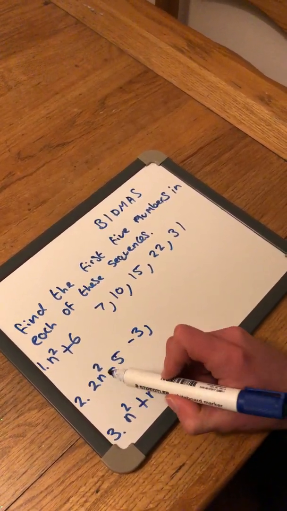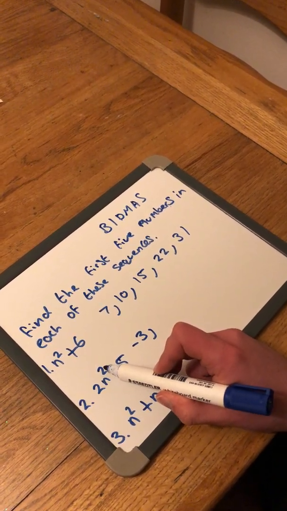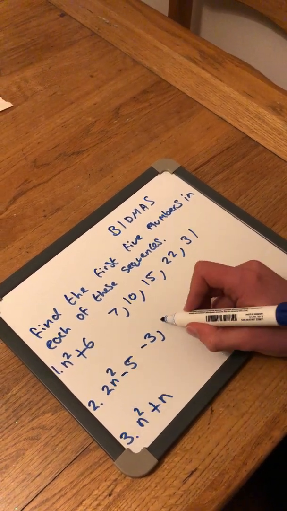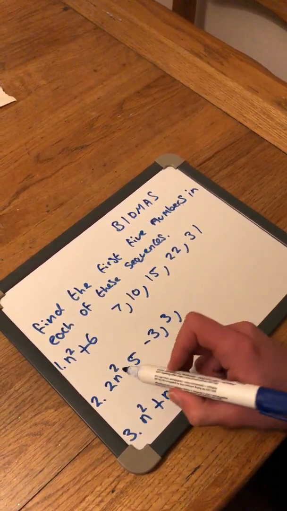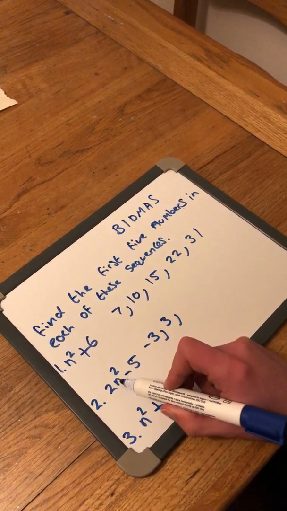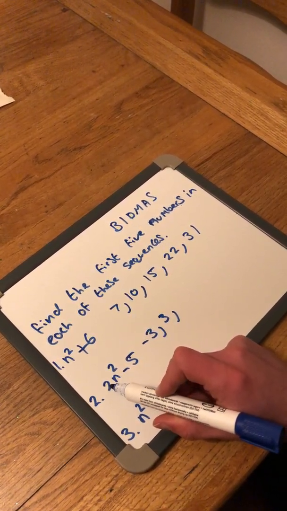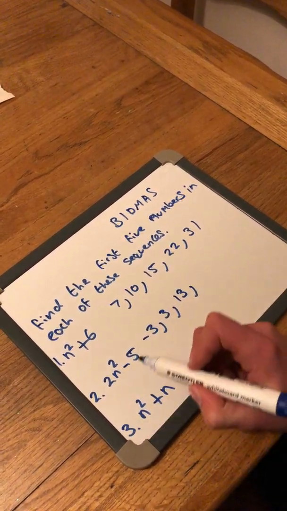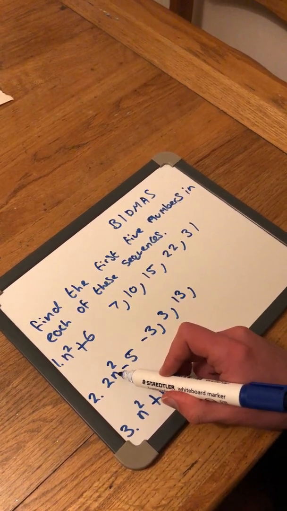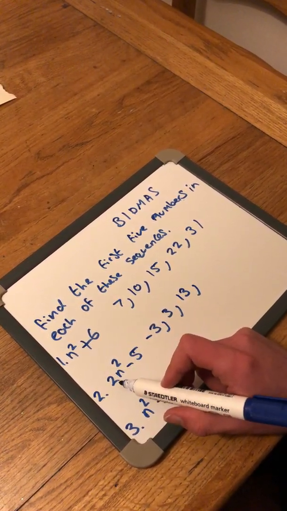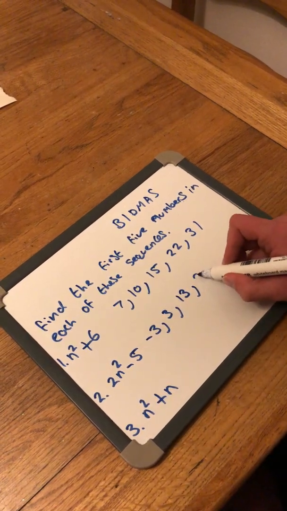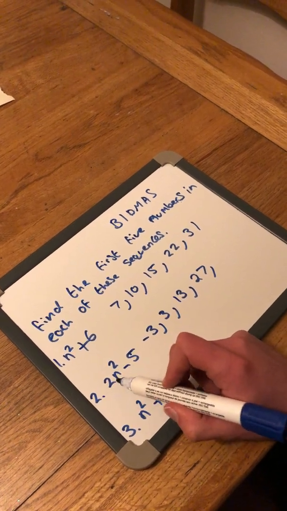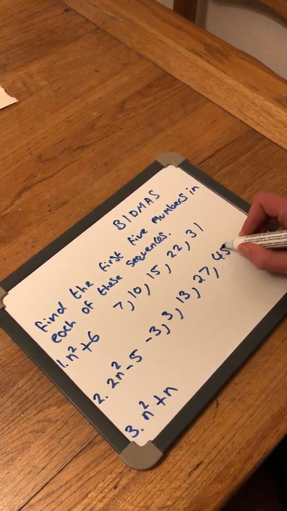Now let's do our second. When n is 2, 2 squared is 4, times 2 is 8, take away 5 is 3. Now do it for our third term. 3 squared is 9, times 2, 18, take away 5, 13. Fourth term, 4 squared is 16, times 2 is 32, take away 5, 27. 5 squared times 2 would then give us 50, take away 5, 45.